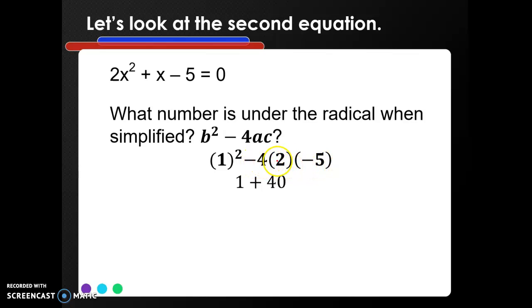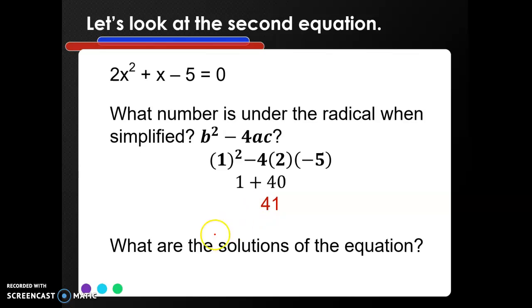So -4 times 2, that's -8 times -5 plus 40. If you add them together, you get 41. Take note, is 41 a perfect square? No, but it is a positive number. So therefore, our solution is real, right? It's real because it's positive.